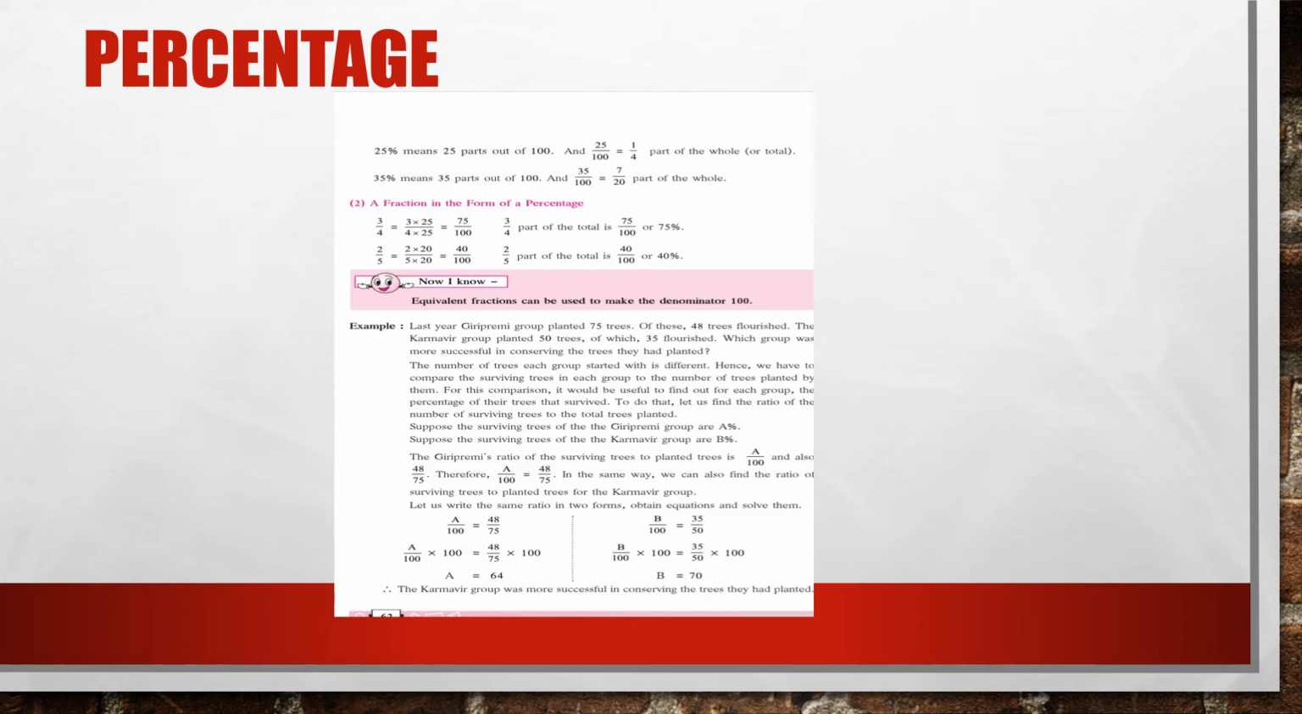That everybody has got different marks. So depending upon their marks and out of the total marks which were there for your exam, we try to calculate the percentage. Okay, right? So let's see. If we take the Gripani group's ratio, it is A upon 100, because percentage we need to find out, we don't know what the percentage is, that was taken as A. So A upon 100 is equal to 48 got flourished and 75 they had planted. So 48 upon 75. Same way, B upon 100 is equal to 35 got flourished out of 50.